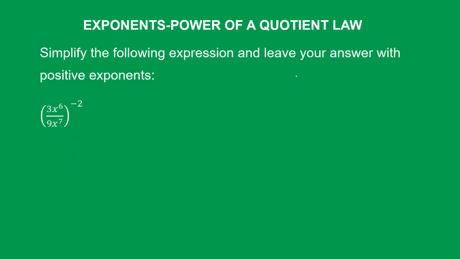Remember that we said when we talked about the definitions, x over y to the power negative n is equal to y over x. You see that it's like you invert the fraction. It's now y over x to the power n. Here that's what we're going to do first. So it becomes 9x to the power 7 over 3x to the power 6, to the power 2.